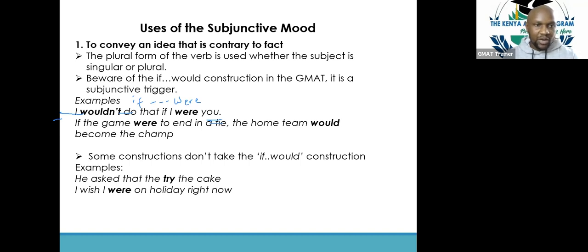In the second one, I wish I were on holiday right now. So again, you can see the particular structure. In this case, there's no if used in the sentence, but the verb takes the plural form nonetheless. So the first rule is supreme in this case, that the verb has to take the plural form, and then the if-were structure only appears in some scenarios, as explained. So moving on.